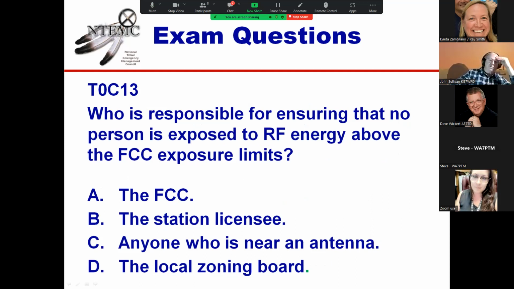Think about this: who is responsible for ensuring that no person is exposed to RF energy above the FCC exposure levels for your station? Well, it sure isn't the FCC. They're going to come after you. You, the station licensee, are responsible. People who happen to walk by your antenna, they're not the ones responsible. You're the one operating it. And the local zoning board's got nothing to do with anything. So very simple. You are responsible as the station licensee for ensuring that no one is exposed to RF energy above those levels. Pretty straightforward. It's your station. It's your problem.